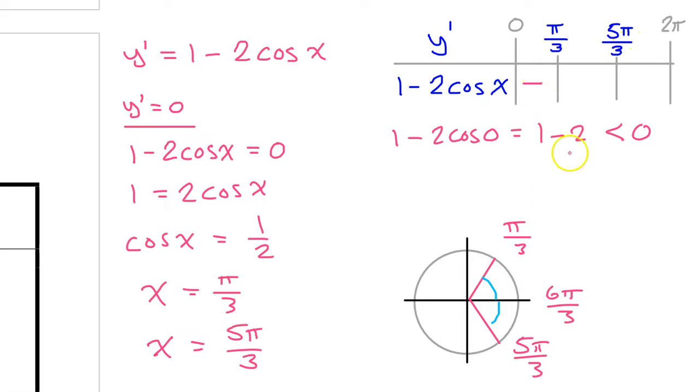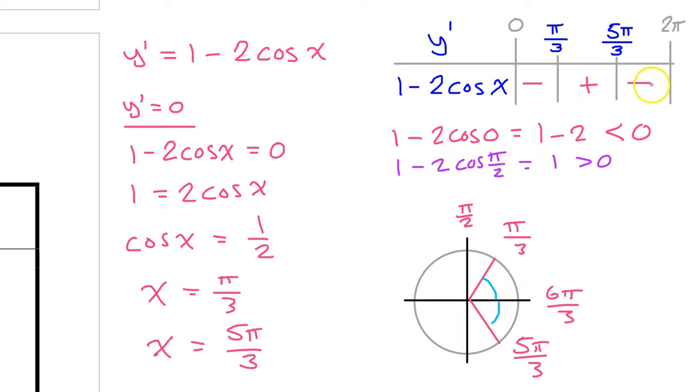Between pi over 3 and 5 pi over 3, there are many easy test values to use. Let's use a test value of pi over 2 because that just works out nicely. We know that the cosine of pi over 2 is 0. That's why I'm picking this one. So plugging in pi over 2, we have 1 minus 2 times the cosine of pi over 2. Because the cosine of pi over 2 is 0, this term is wiped out and we are left with 1, which is obviously greater than 0. So positive in this interval.